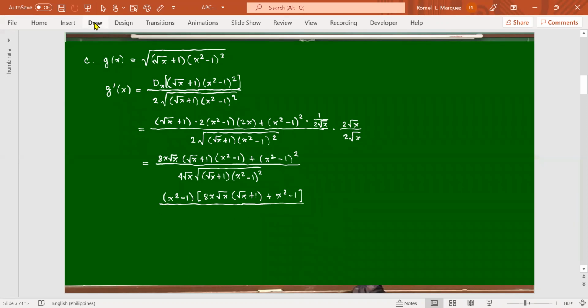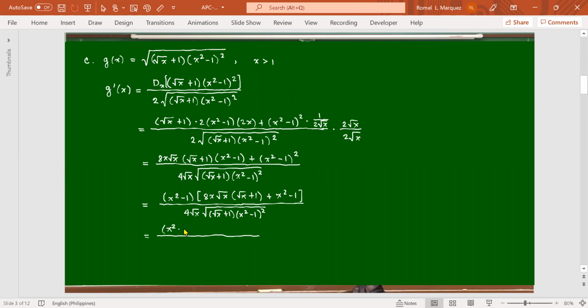When you write a fraction, your equal sign should be at the middle of the bar. Pwede natin palang ilabas tong isa. Assume natin ang x is greater than 1, because we have a radical square root, so that the square root of x squared minus 1 quantity squared is simply x squared minus 1, para hindi na absolute value.